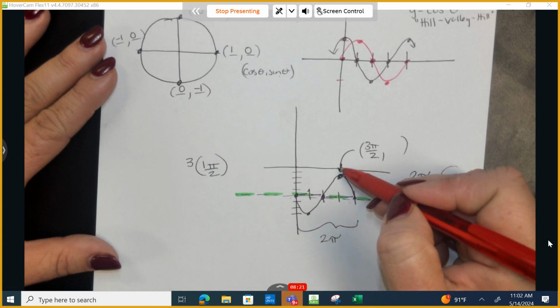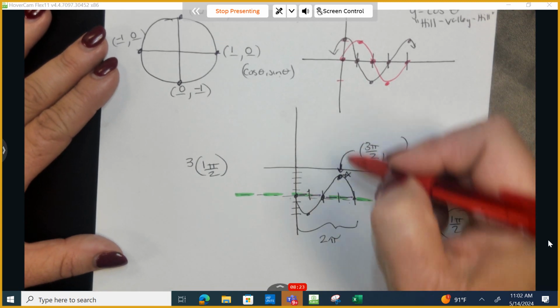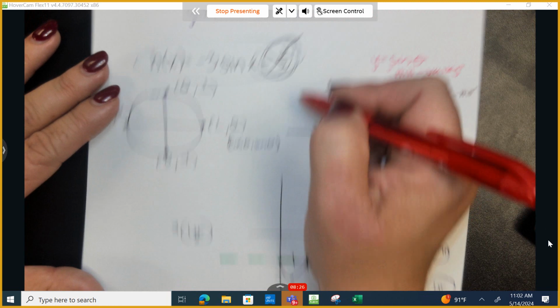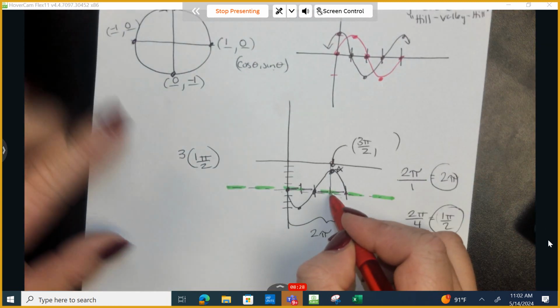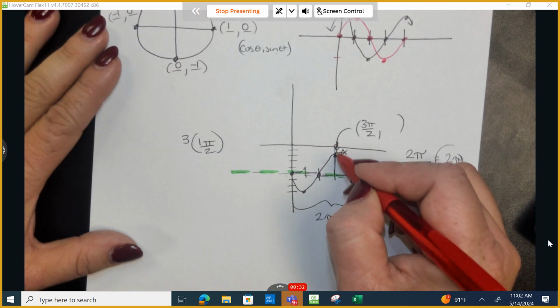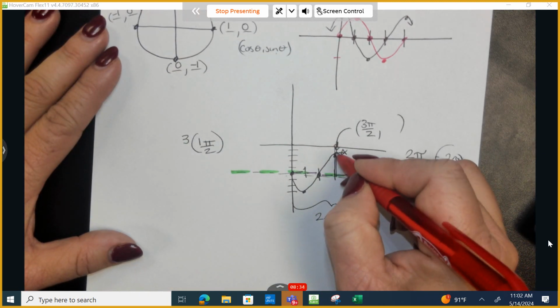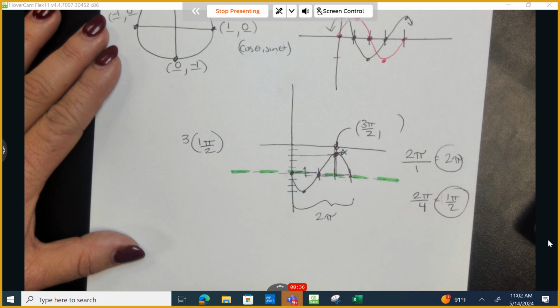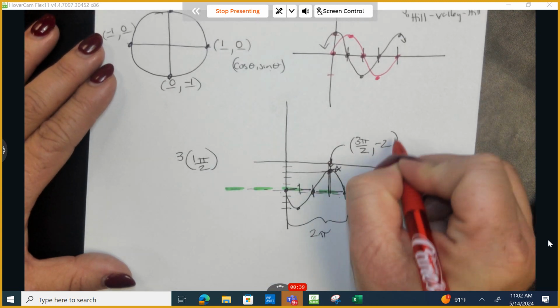Now I need to figure out how many do I need to drop down. Well, notice I dropped down 5 to get to this line, but then I went up 3 for the amplitude. So if I drop down 5 and then I go up 3, what would this be at? It appears it would be at a value of -2.